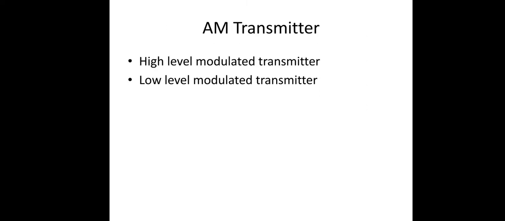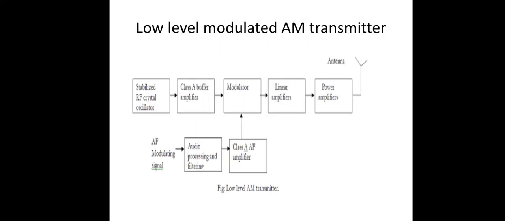Then the next topic is the AM transmitter, the amplitude modulation transmitter. Basically, AM transmitters transmit the amplitude modulated signals. There are basically two types of transmitters: the high level modulated transmitter and the low level modulated transmitter. Let us see their operations one by one. First is the low level modulated AM transmitter.